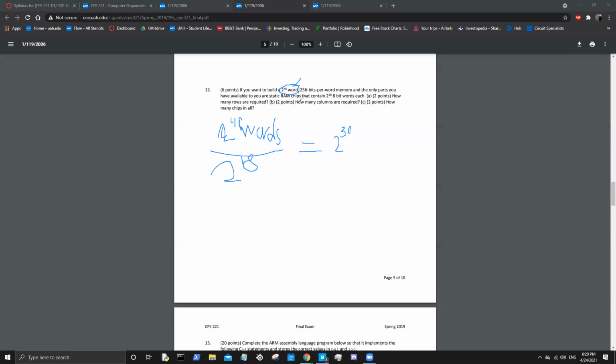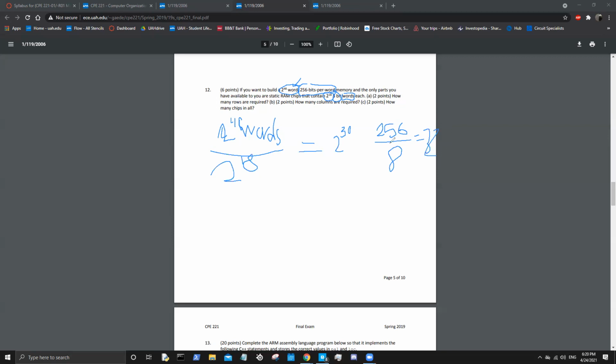And then part B, it's asking how many columns are required. So columns, rows correspond to the first unit, which is 2 to the 48 words. And this is also words. Now rows correspond to the second unit that we've been given, which is the bits per word, right? And this is 8 bits. So in this instance, if you want to calculate columns, you then have to do 256 bits divided by 8 bits, which spits out 32.